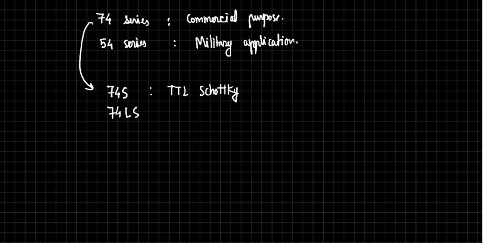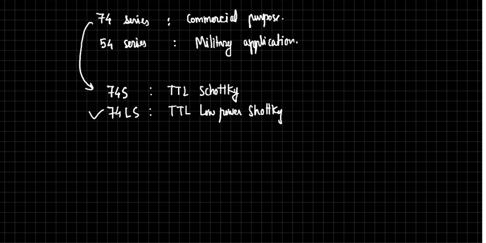If it is 74LS, it is low power Schottky TTL, low power. Now again, I didn't specify C here. Low power Schottky. And this is the series you have used all the way in the lab, isn't it? You have used this series, 74LS. Now what is so specific about this Schottky?